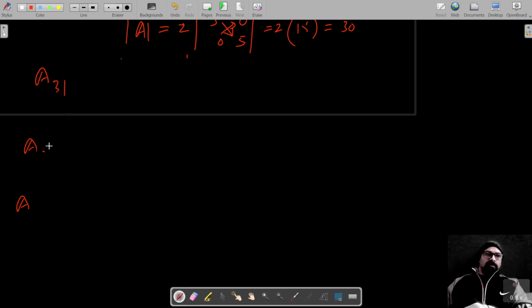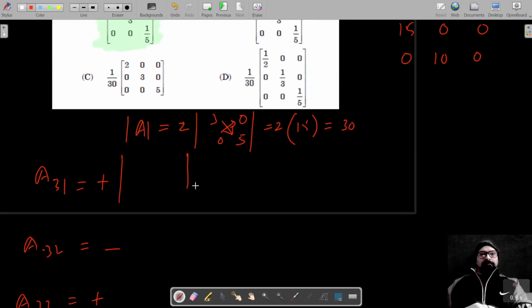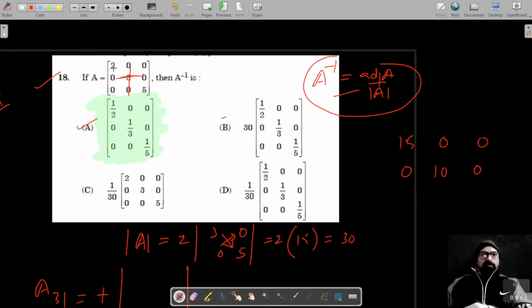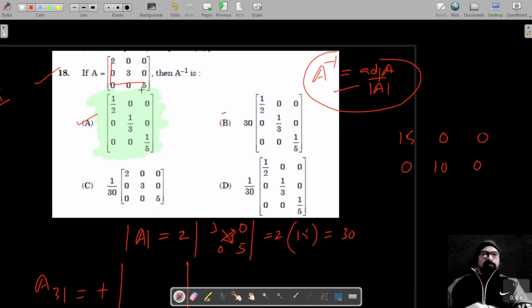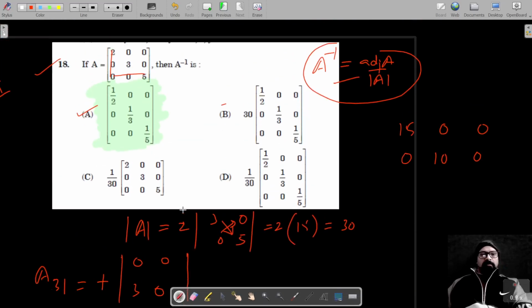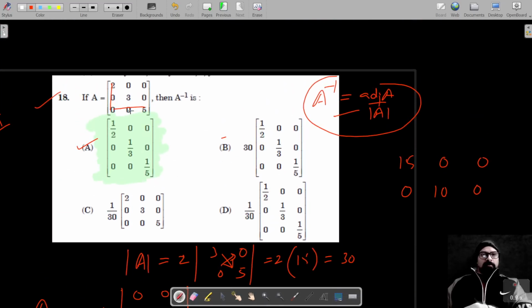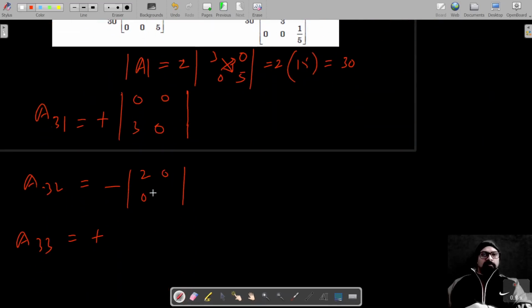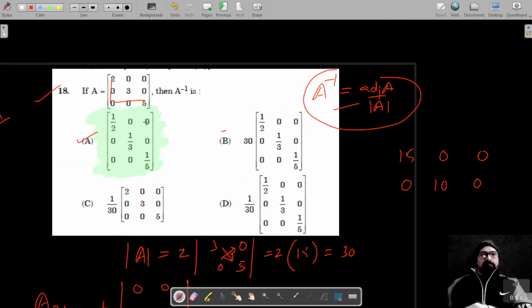So A31, A32, and A33: this is positive, this is negative, and this is positive. Okay, A31. Remove the row and the column for A31, which leaves 0030. So this is 0030. This is 2000, and this is 33.